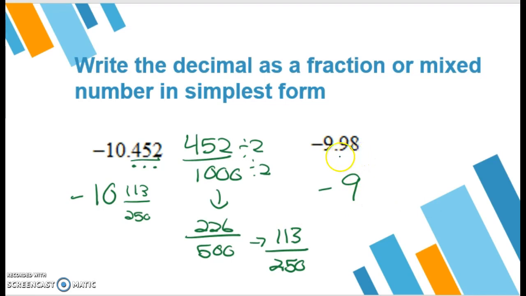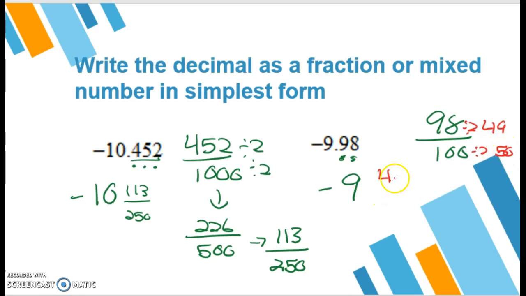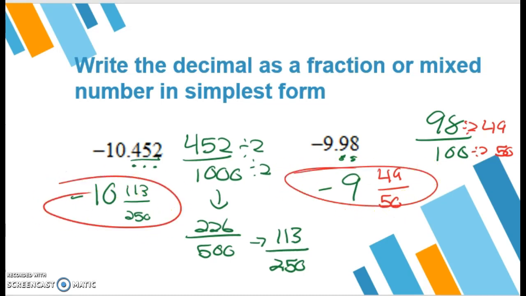Okay, same thing over here. This is tenth, this is 100. So I'm going to put that 0.98 over 100, start taking numbers out of it. I know that I can take a 2 out of both, so I'm going to have 98 divided by 2. Let me go ahead and do it in a different color. This is going to be 49. And 100 divided by 2 is going to be a 50. So my final answer is going to be -9 and 49 over 50 because I cannot simplify that anymore. Go ahead and circle this for you too so it's easier to see.